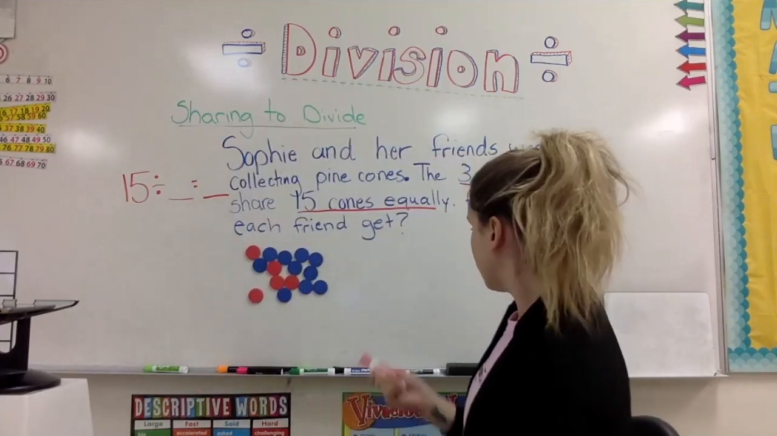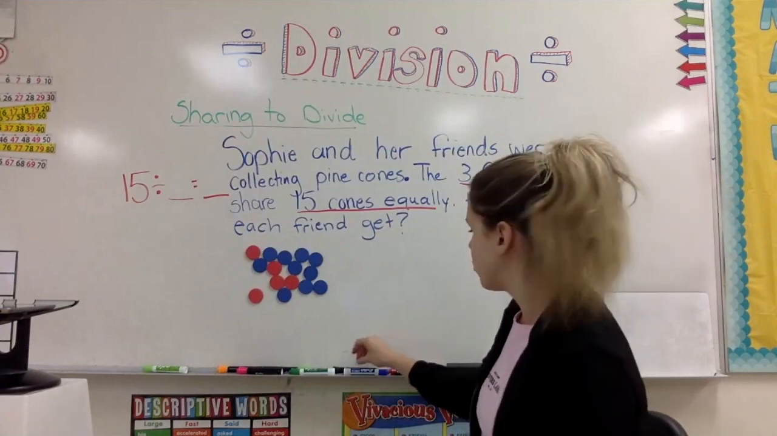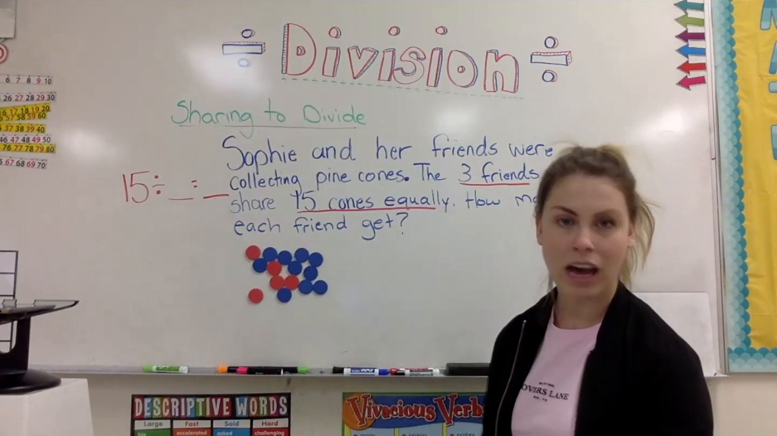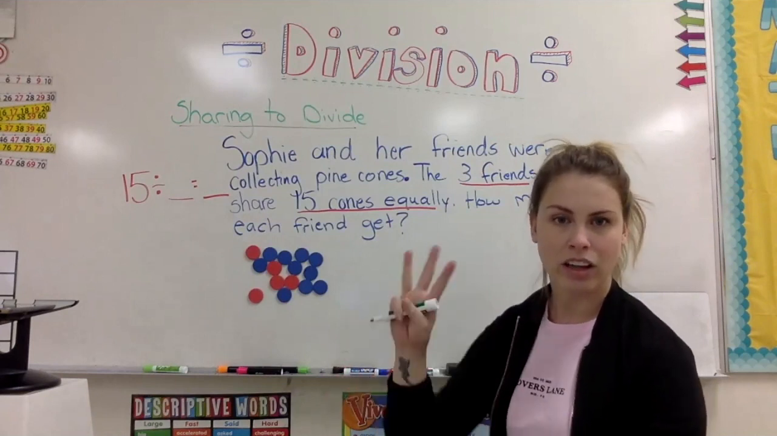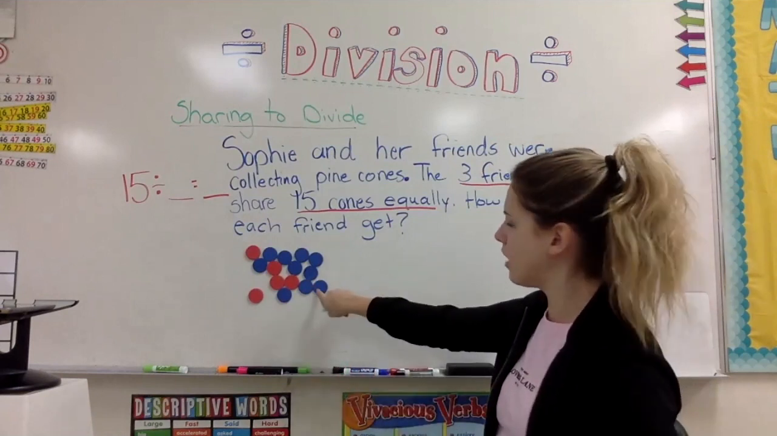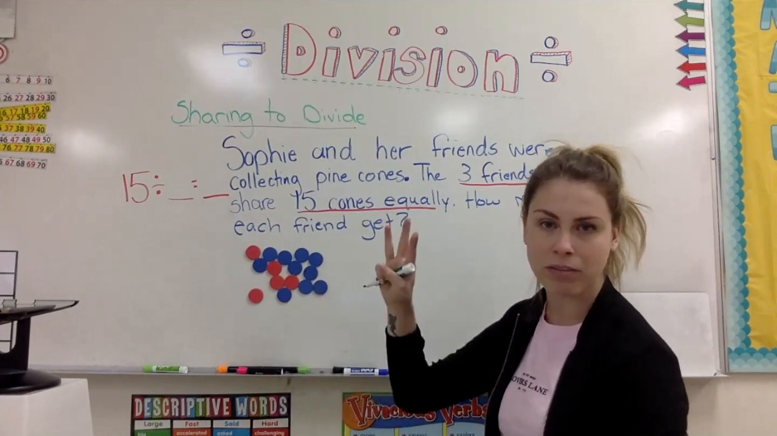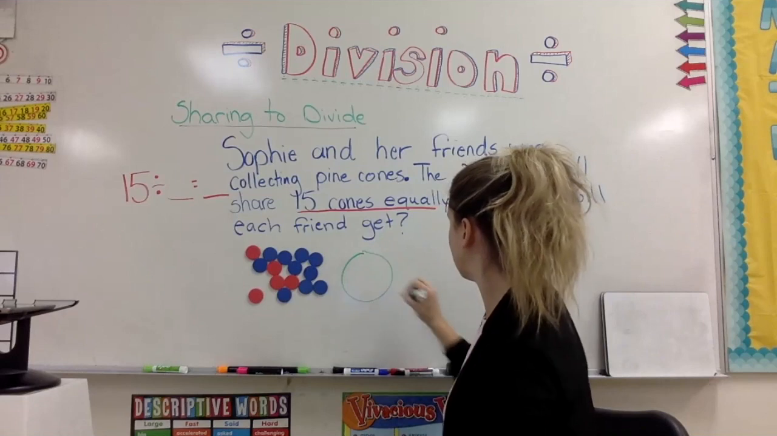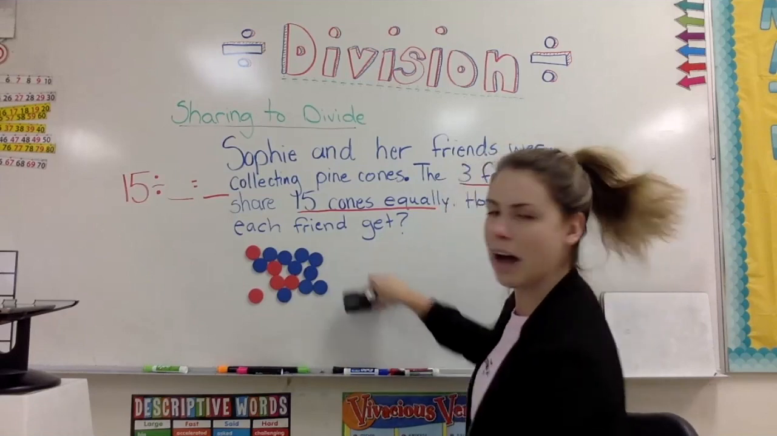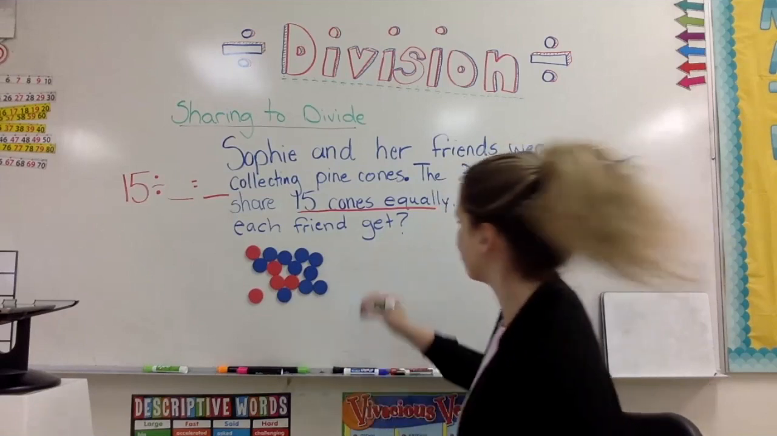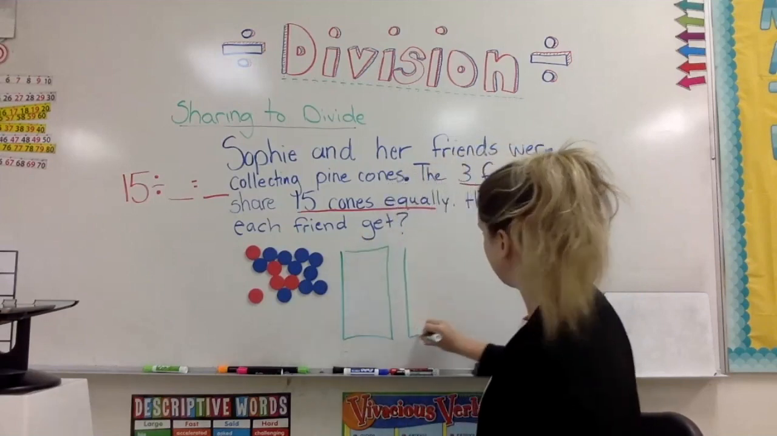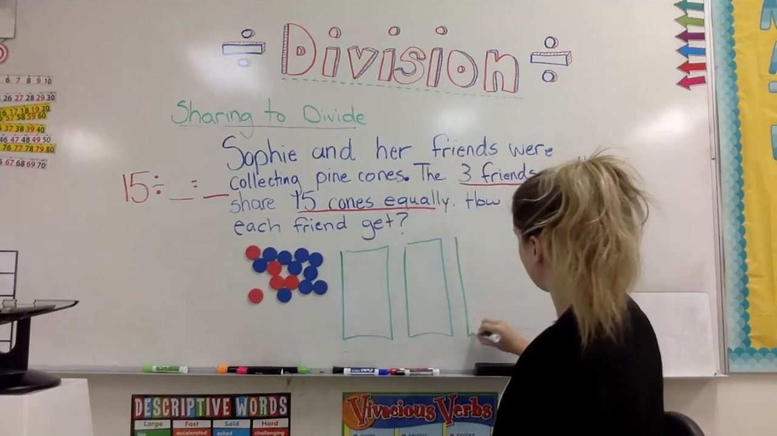So let's do this the same way we did this yesterday. How many groups are we making? How many friends are there? 3. So we need to divide these 15 cones by 3 friends. So I'm going to show each friend with a circle. That's not big enough. I'm going to show each friend with a rectangle. Friend 1, friend 2, friend 3.